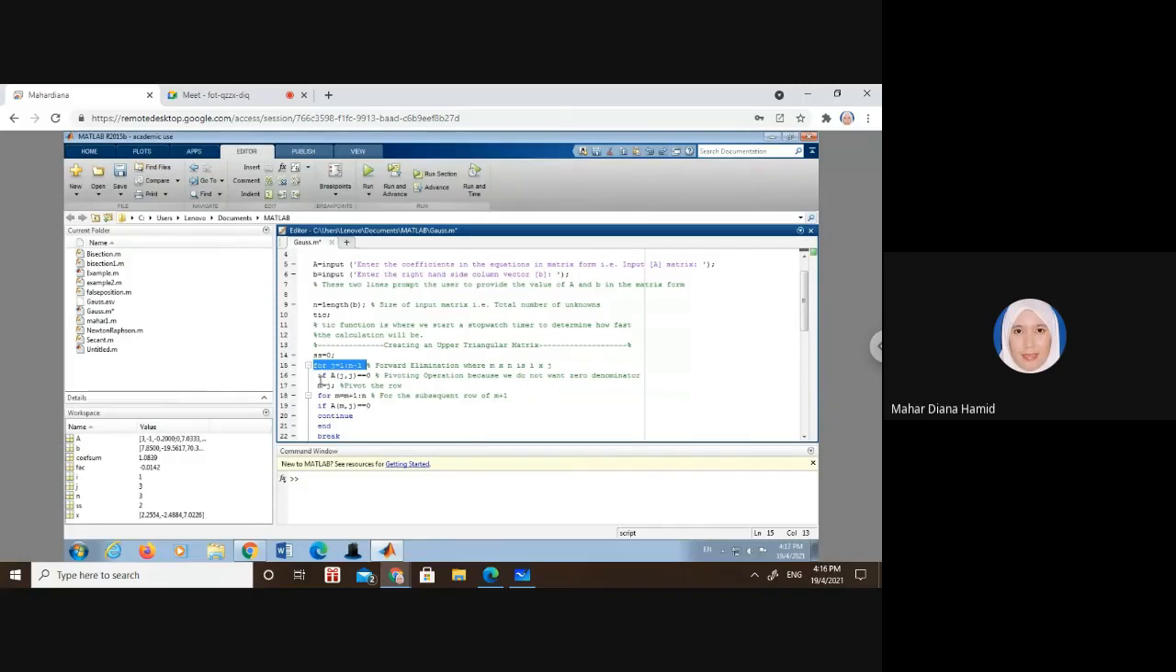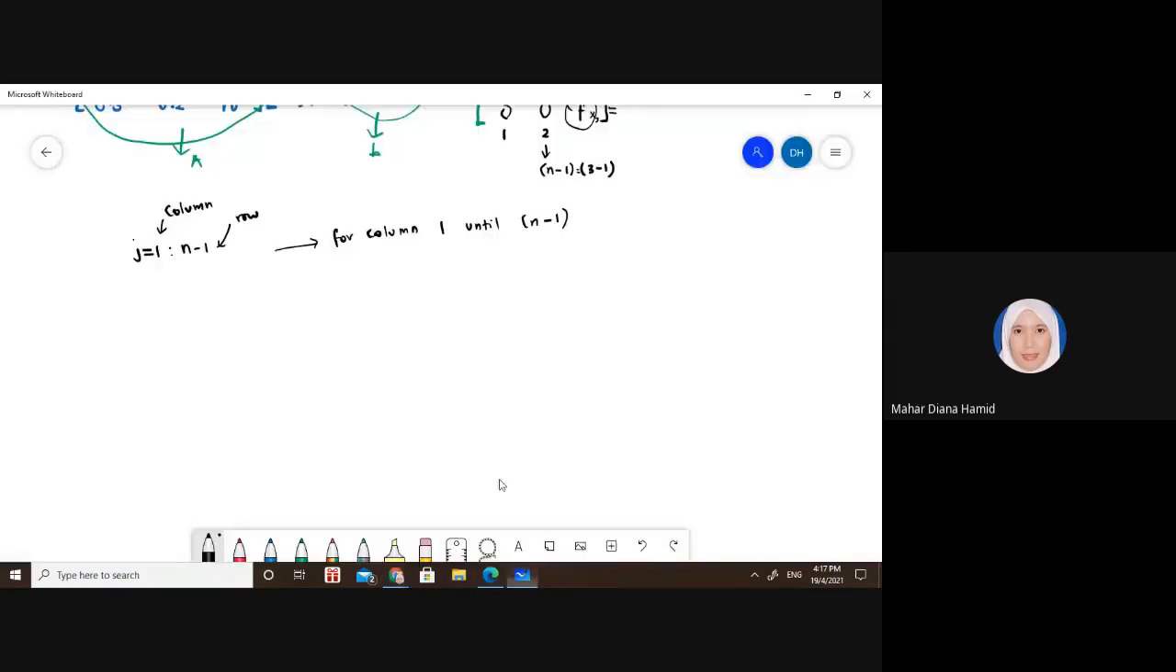And then it says that if ajj equals to 0, which means that if the element is 0, then we are going to pivot the row. So for example, if we have something like this, this is just an example because I just made it up. I just made up an equation for this particular session.